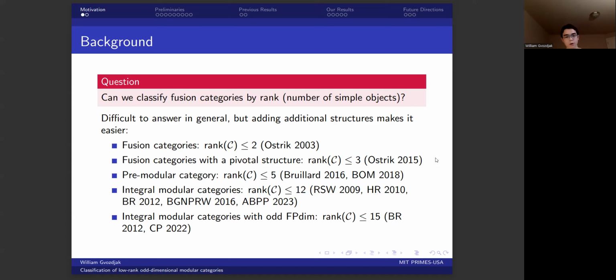And if we add the property additionally that the integral modular category also has to have an odd Frobenius-Perron dimension, which are the algebraic structures that we researched in our research, we're able to classify them all the way until rank 15. And that was due to a recent result in 2022. So you can see here that adding additional structures and properties makes this problem much more approachable because as we go down this list, the rank up to which we're able to classify these fusion categories definitely increases.